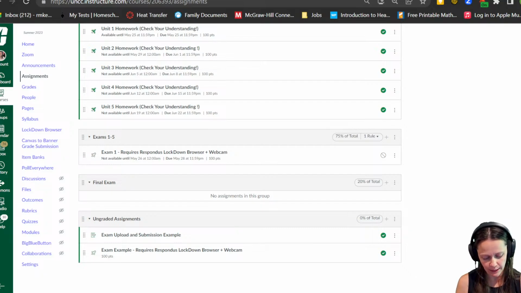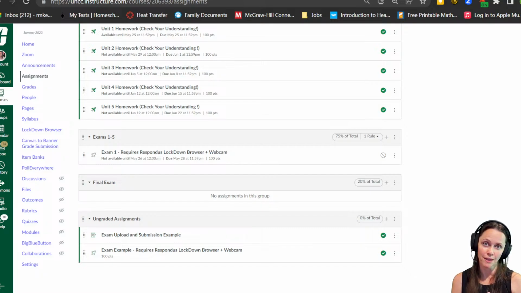At the very bottom, you see there's an exam upload. Well, I don't know. Can we see it? Yeah, I think you can. So you can see exam upload and submission example and exam example. So there's 2 assignments with the word example in it. The one that says requires Respondus lockdown browser, shocking, requires the lockdown browser. So probably many of you have used this before, probably most of you. But if you have not, it's not that bad.